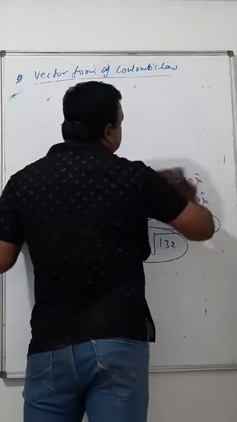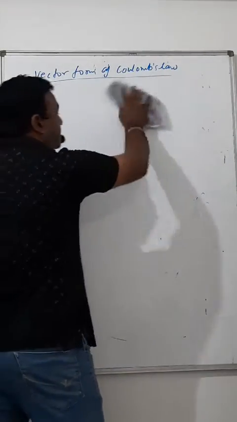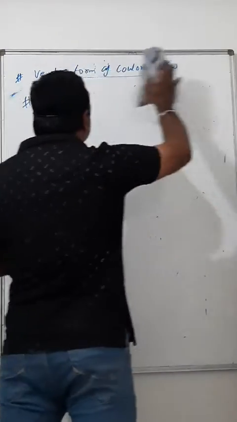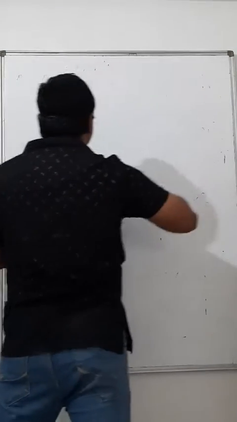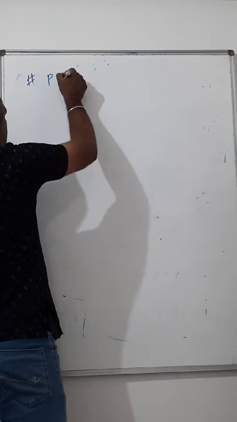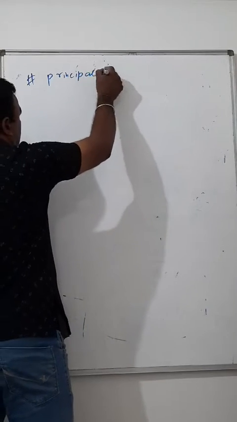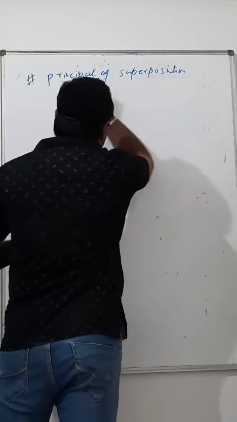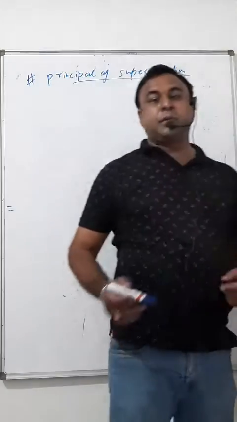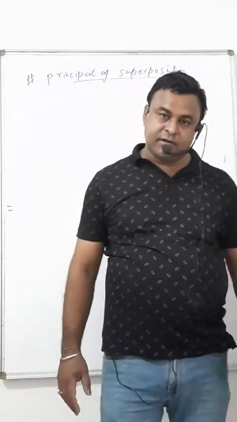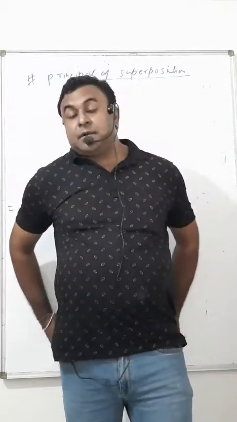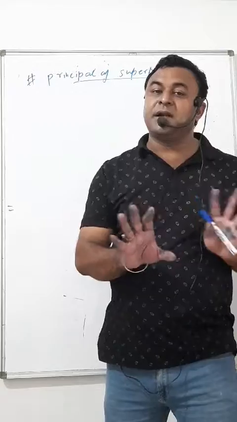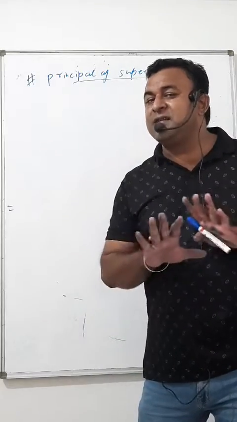Now I come to the superposition principle. This is a very important principle, superposition. It is used in lots of places in physics as well as in chemistry and in mathematics also. What the superposition principle means, let me explain by a simple example. Or simply I state it.